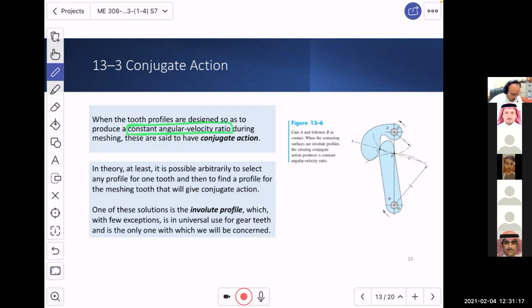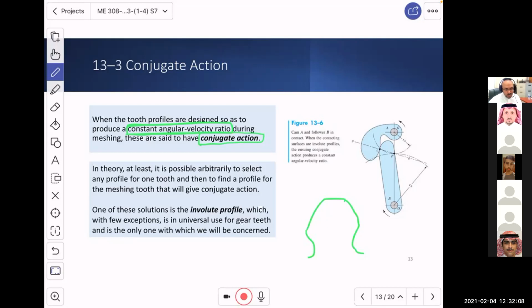Now, how is that? If they deliver this constant angular velocity ratio, then that action of delivering constant angular velocity ratio is called the conjugate action. Now listen to me carefully. In theory, here it says, at least it is possible arbitrarily to select any profile for one tooth. Just any profile. The tooth is like this, whatever. All right? That will give a conjugate action. So you can just randomly play.